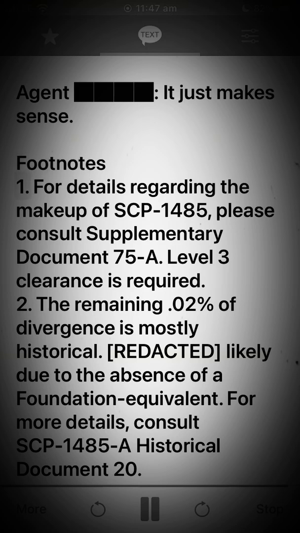Footnotes. 1. For details regarding the makeup of SCP-1485, please consult Supplementary Document 75A. Level 3 clearance is required. 2. The remaining 0.02% of divergence is mostly historical, likely due to the absence of a Foundation equivalent. For more details, consult SCP-1485-A Historical Document 20.